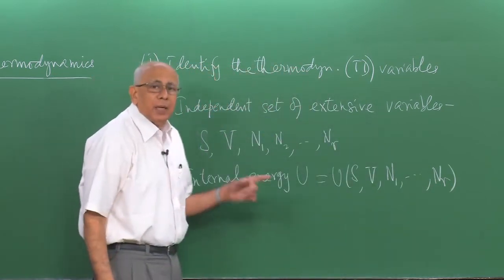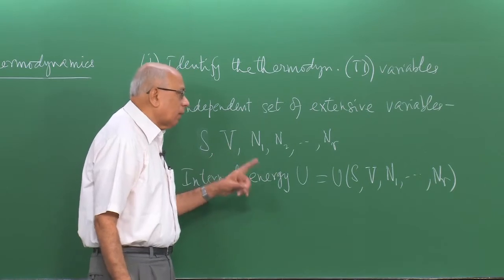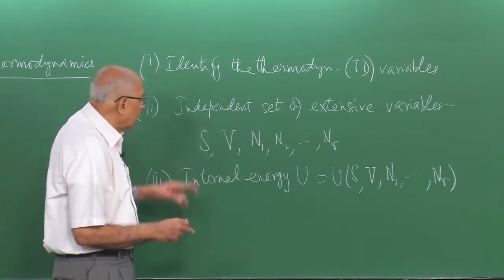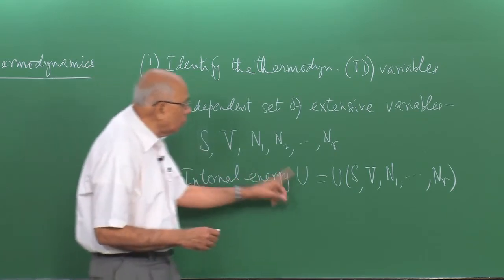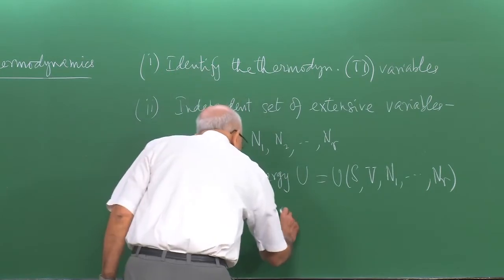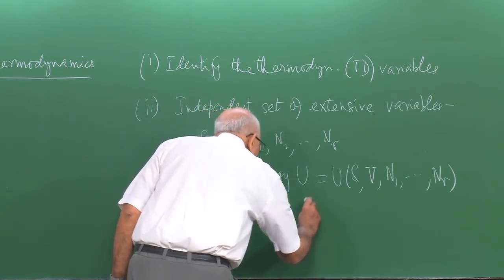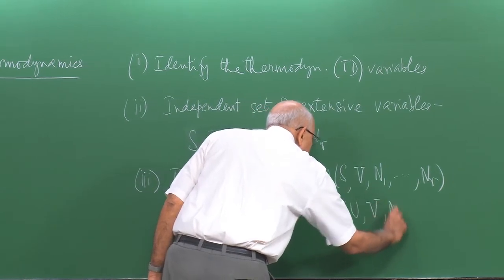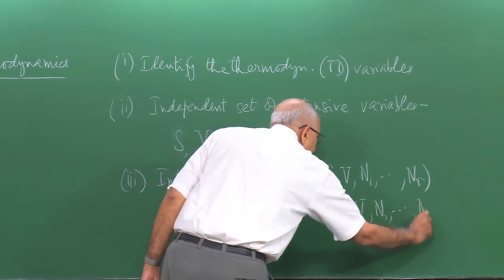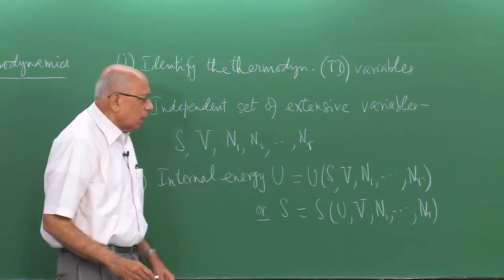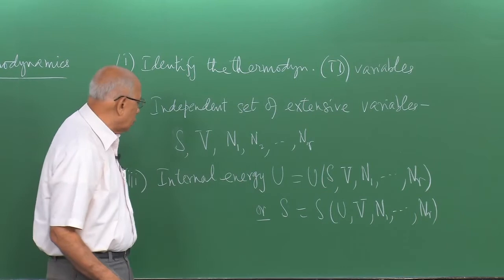This is called the energy representation, but it is possible to have another representation, a so called entropy representation, where you write S as a function of U, V, N1, N2, up to Nr. So these are equivalent ways of doing thermodynamics, and whichever is convenient, that is the one we choose.